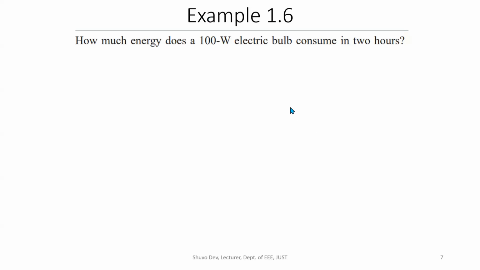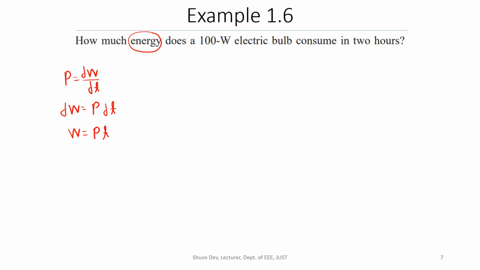So in example 1.6, what is the question asked to us? How much energy does a 100 watt electric bulb consume in 2 hours? This is a very simple question. We already know that P is equal to dW by dt, and it can be rewritten as dW is equal to P dt, or W is equal to P into T. So we have to find out how much energy a 100 watt electric bulb consumes in 2 hours.